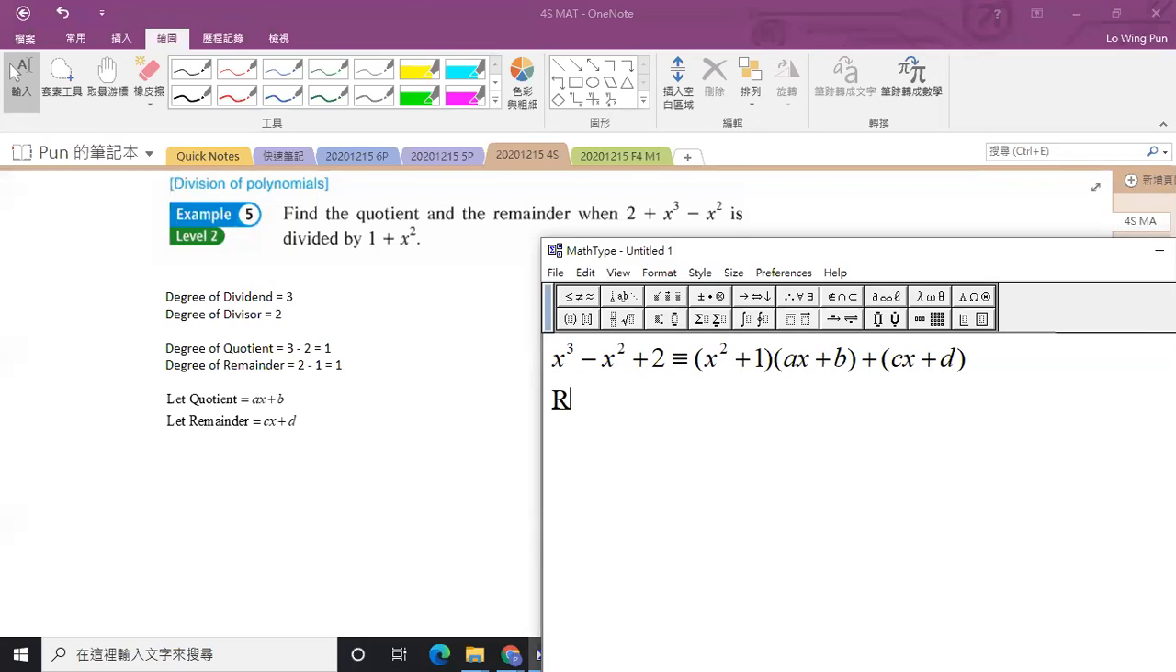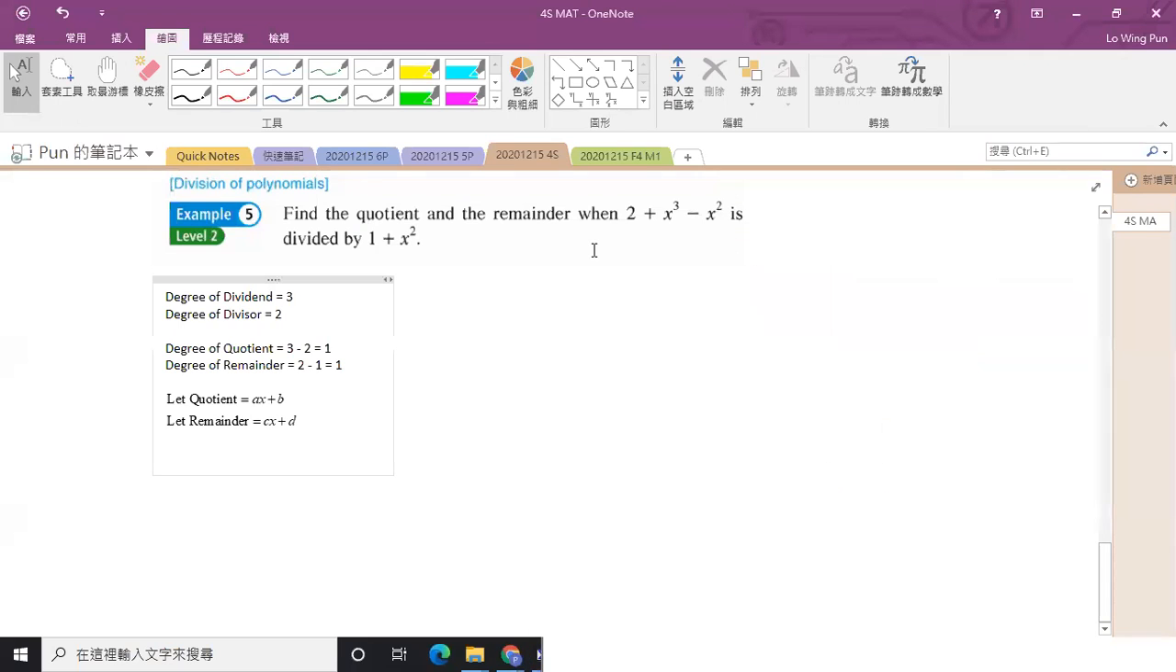Okay, and then the right-hand side can be expanded. It should be ax cubed plus bx squared plus ax plus b, and then plus cx plus d. And just group the like terms together. Plus a plus cx plus b plus d.